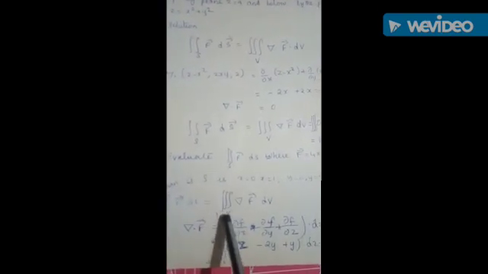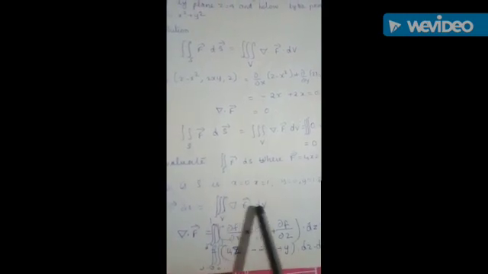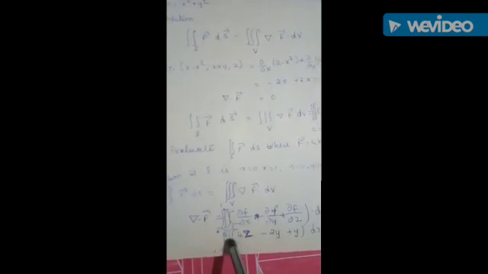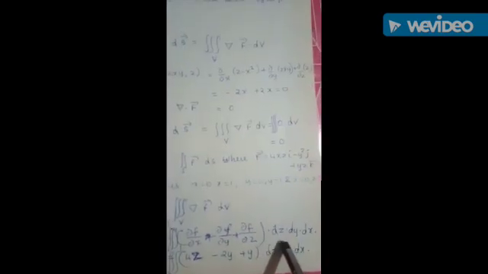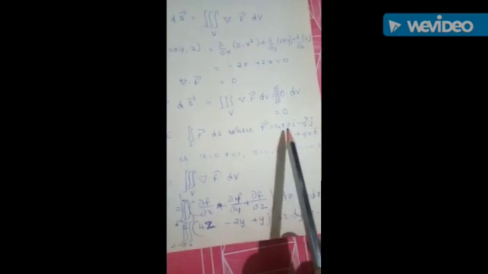Del dot F is the sum of the partial derivatives ∂Fx/∂x, ∂Fy/∂y and ∂Fz/∂z. Differentiating 4xz with respect to x, we have 4z. Differentiating −y², we get −2y. And differentiating yz with respect to z, we get +y, with dz dy dx.